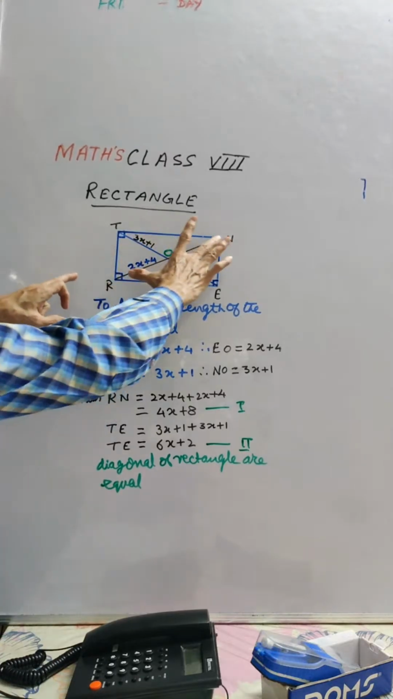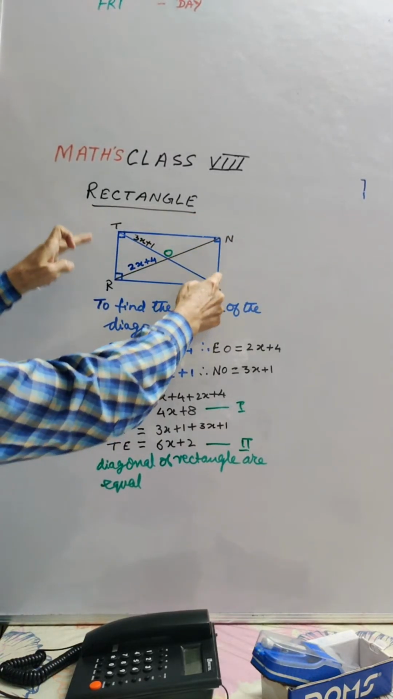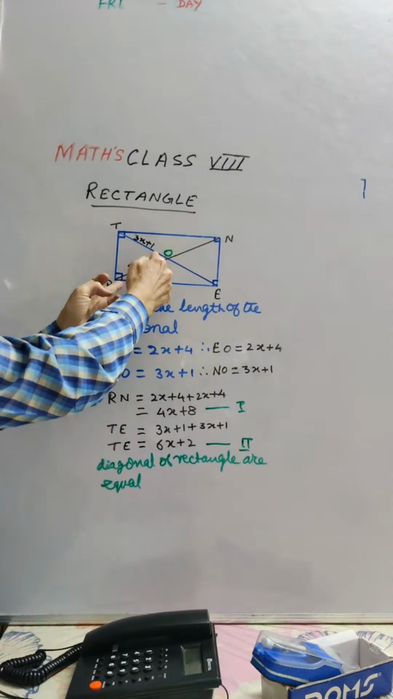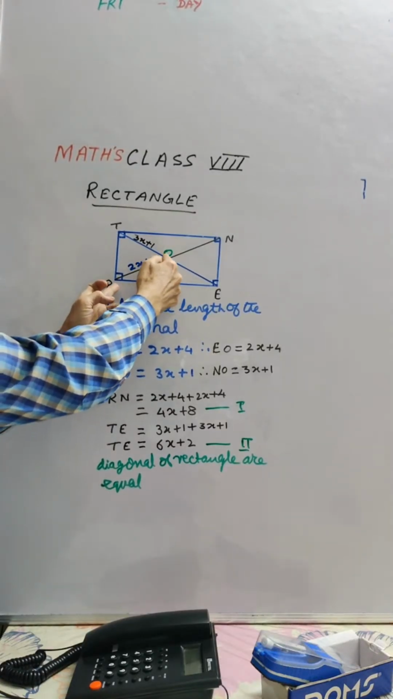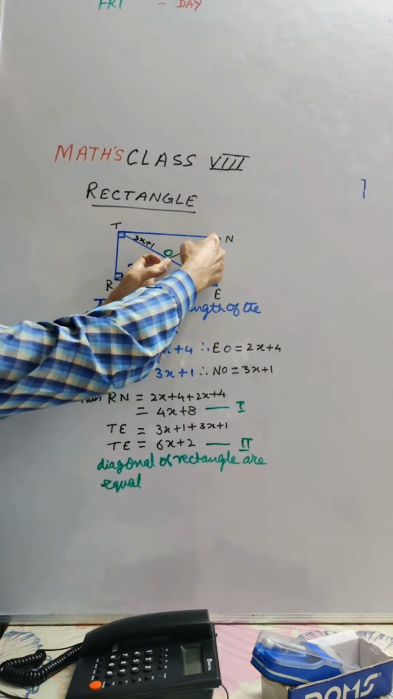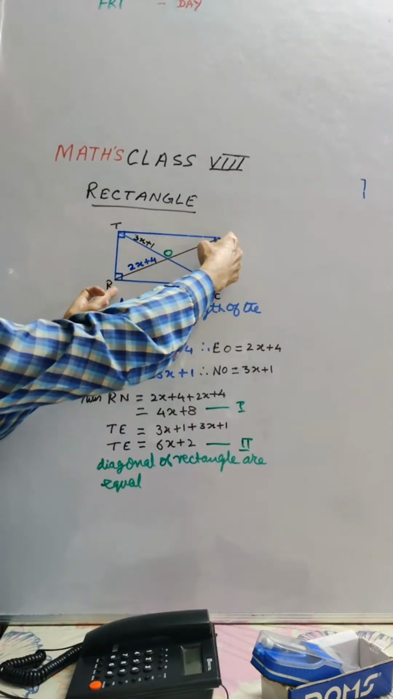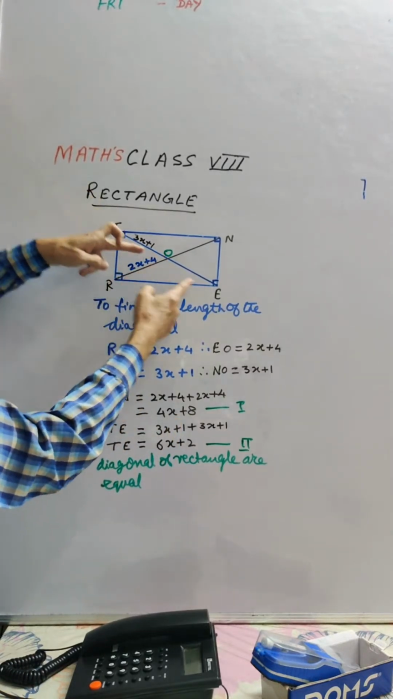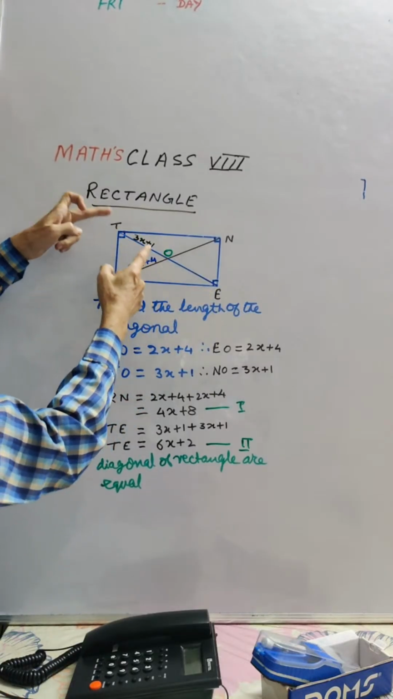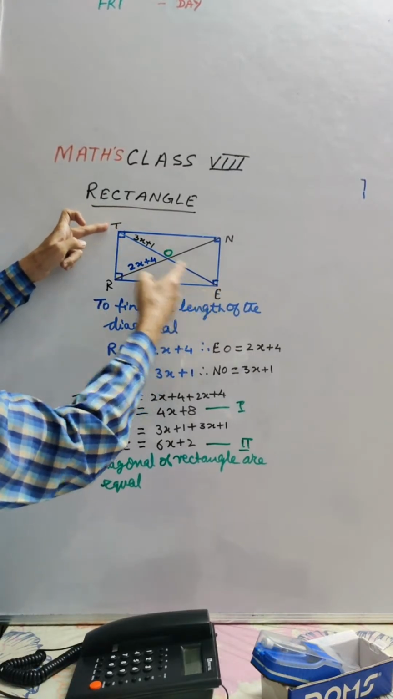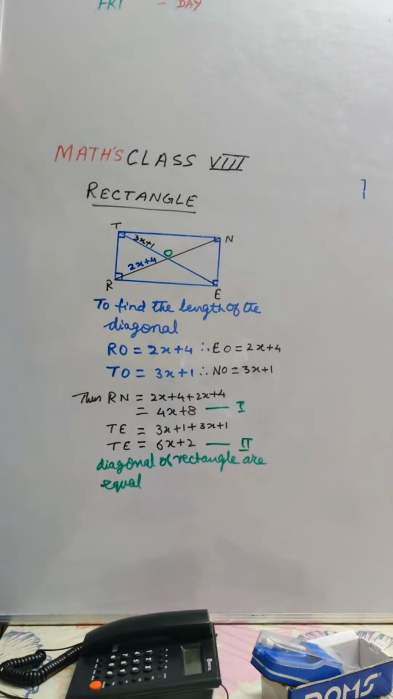RN is equal to TE, since diagonals of a rectangle are equal. And this is O. RO is equal to ON. So RO is 2x plus 4, and ON will also be 2x plus 4, which means RN is equal to 4x plus 8. And this way TO is 3x plus 1, OE will be 3x plus 1. Diagonals of a rectangle bisect each other, so TE will be 6x plus 2.